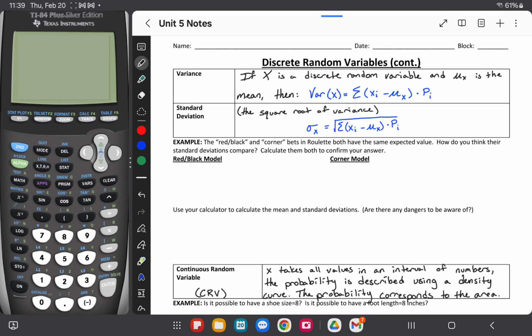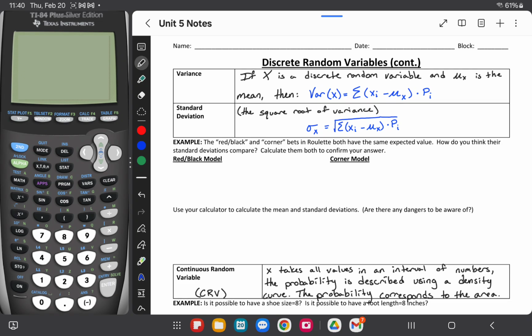Now, when we talk about standard deviation, obviously we know that that's the average distance from the mean. Remember, to calculate standard deviation, that is just the square root of variance. So for sigma sub x, again, notice that standard deviation notation there, it's just equal to the square root of that above formula for variance.